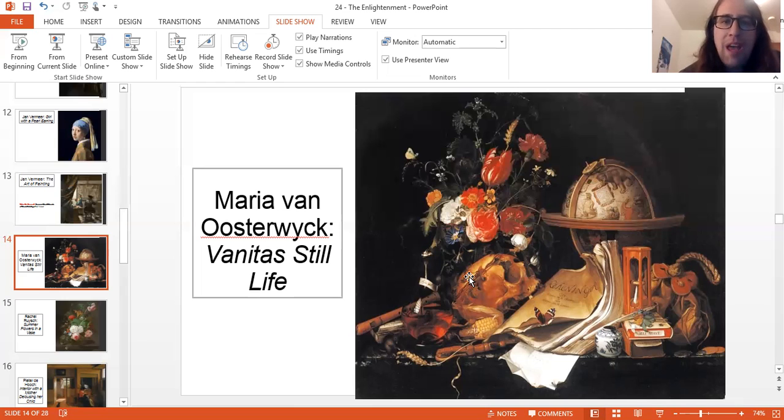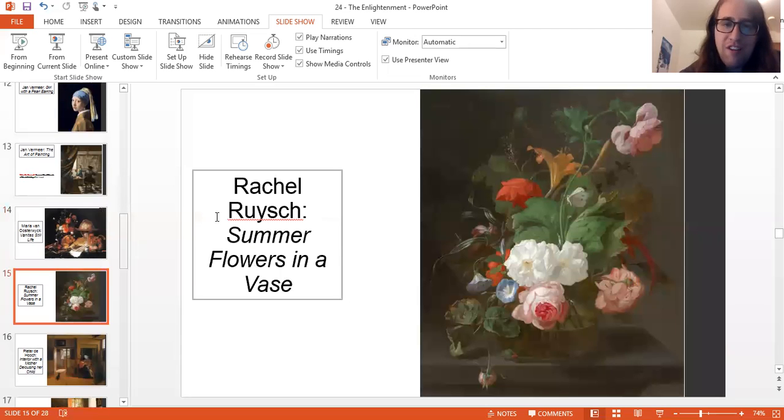And a lot of these sort of female artists like Maria, a lot of the time they were helping male artists and didn't get as much credit as they deserved for working on these projects or being their assistants. But some of them, like Oosterwijk, could break out on their own. Another one who did still lifes was Rachel Ruisk.